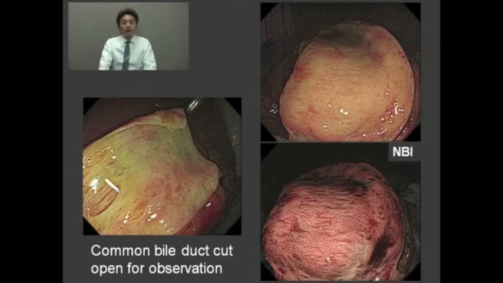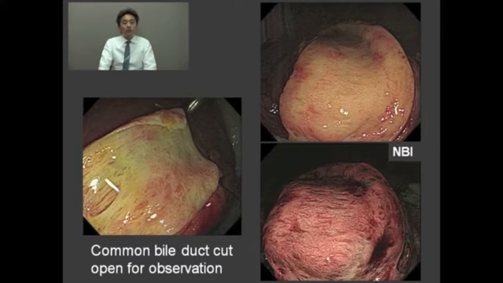Next, I want to briefly describe the methodology. 25 fresh common bile ducts which were surgically resected were eligible for this study. First, I cut each common bile duct open for endoscopic observation of its mucosa. I observed the bile duct mucosa with a magnifying endoscope, which is commonly used for the gastrointestinal tract, and I utilized both conventional white light imaging and NBI.